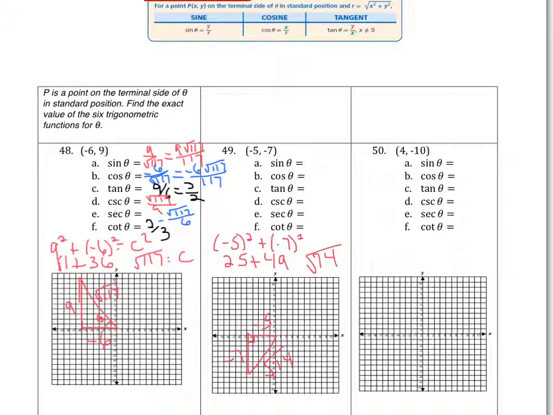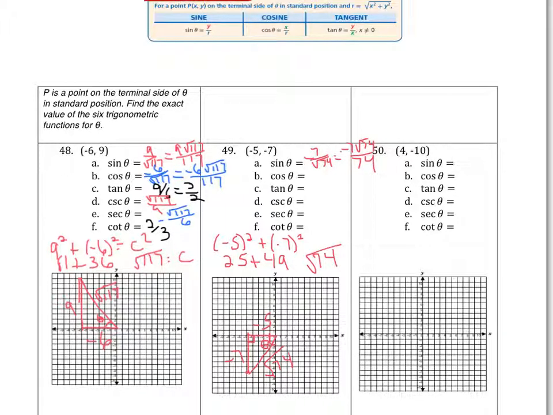For our sine, we have our theta right here at the origin, opposite is -7 over root 74. So -7 over root 74. Multiply top and bottom by root 74. And I have -7 root 74 over 74. And just like 117, 74 is 2 times 37, so we can't really simplify that.